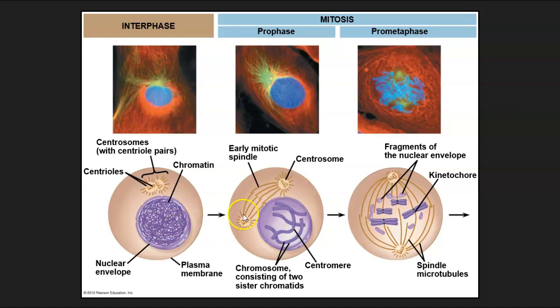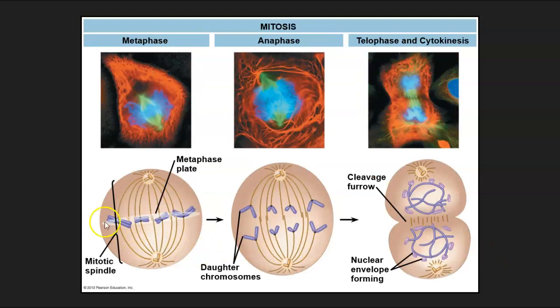You've got the spindle starting to form. You've got the nuclear envelope starting to break down. And as you move from prophase into prometaphase, you see the nuclear envelope is disappearing. The chromosomes have tightened up even more and are attaching to spindle fibers and moving to the center of the cell. Here we have in metaphase, we have the chromosomes on the metaphase plate, ready to be separated.